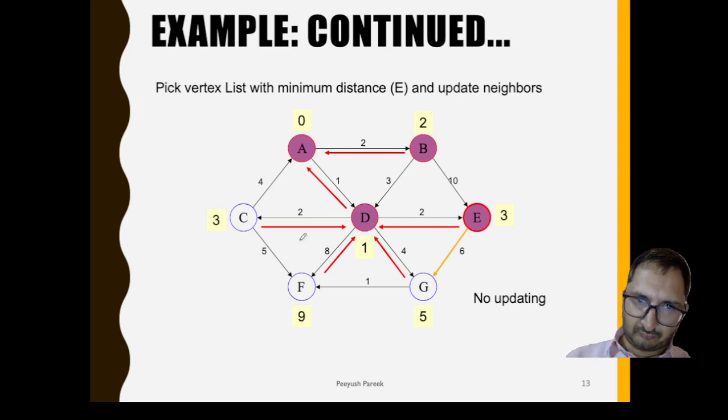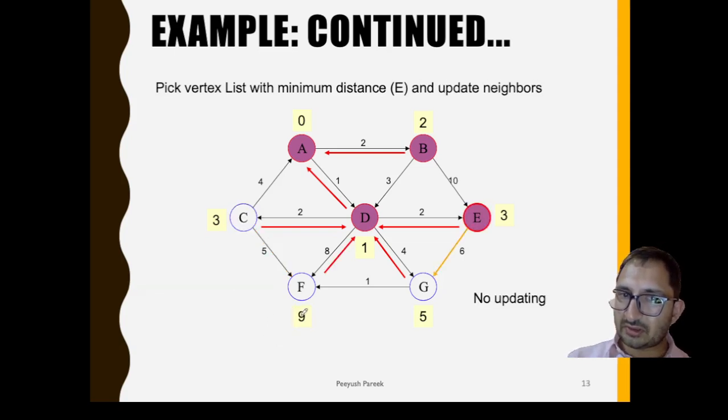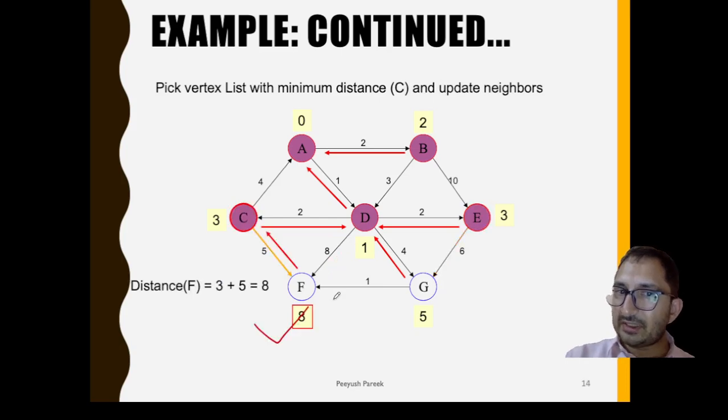Okay, now we have to update this F. How? See this F, we can reach it from here and here also. So 1 plus 2 is 3, 3 plus 5 is 8. So F can be updated as 8 also. Previously it was 9, but now it is 8.